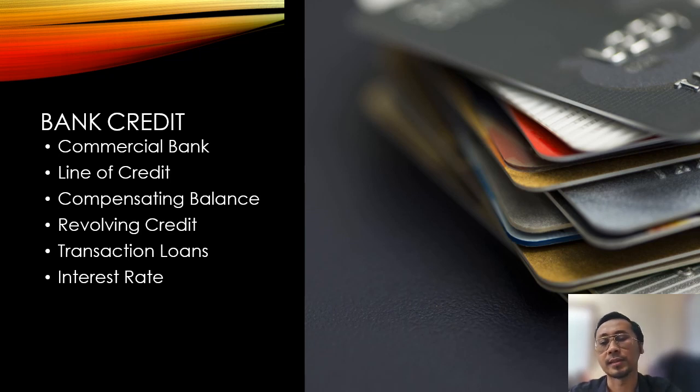Next will be transaction loans. These are loans for a specific purpose, obtained by signing a promissory note. Usually, they have a maturity from 30 days to 9 months. Interest rates are calculated as simple interest or as discount interest. The type of interest charge will determine the effective cost of the bank loan.